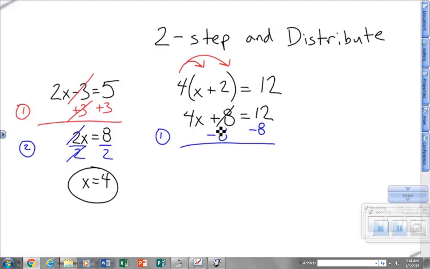Bring that 4x down. 12 minus 8 is 4. Next step, divide both sides by 4. And that gives me x equals 1.